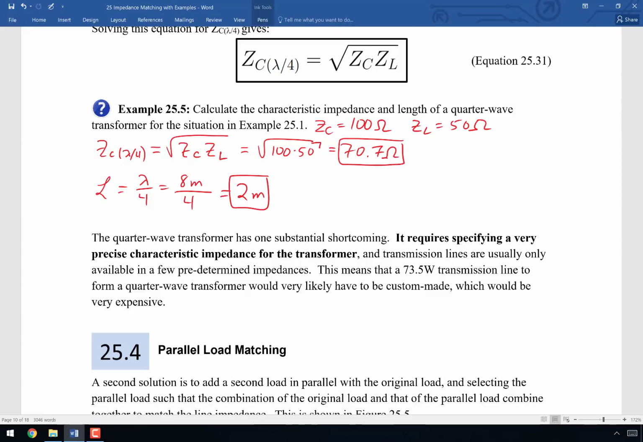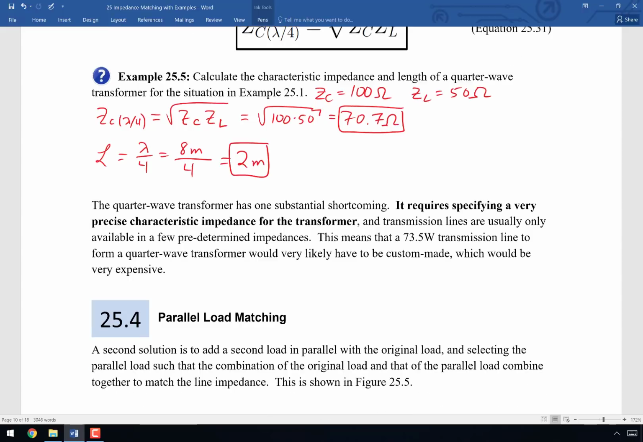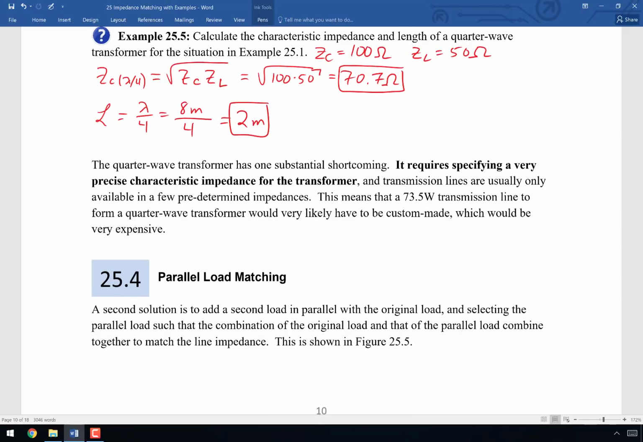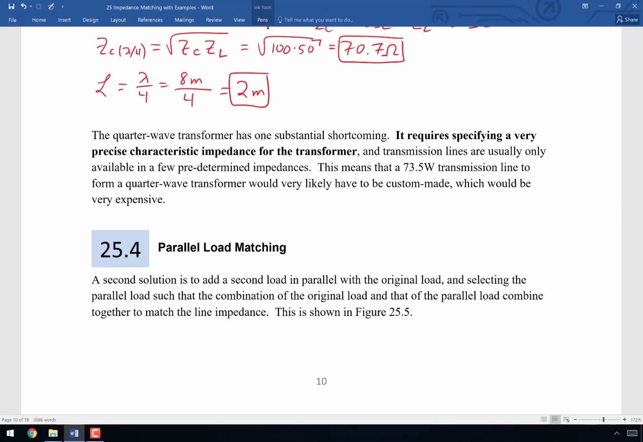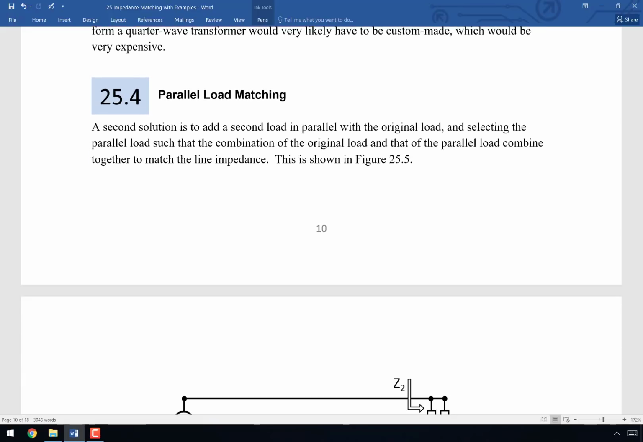If it just happens that the math works out and you happen to have a piece of transmission line that gives you what you need, then that's great. This is the easiest of all the methods, but usually you won't, and usually you won't be able to buy it off the rack. Parallel load matching.